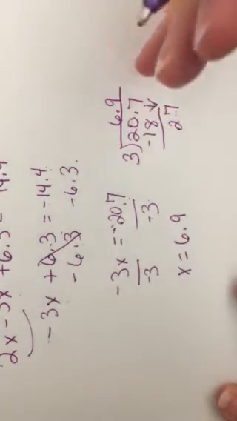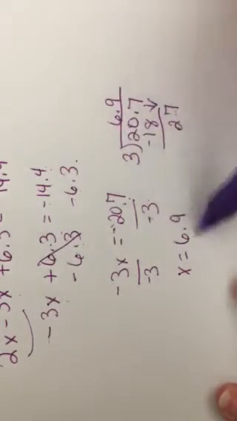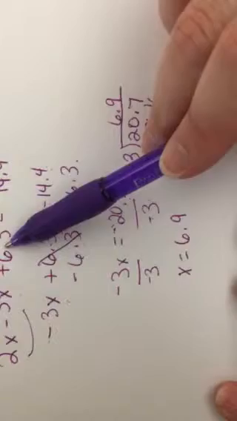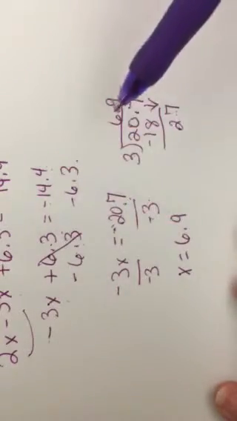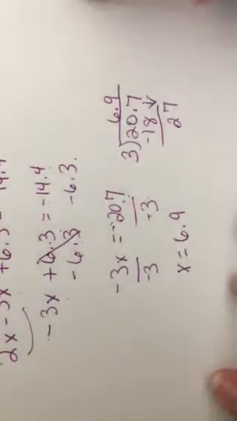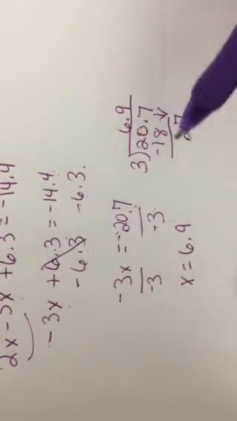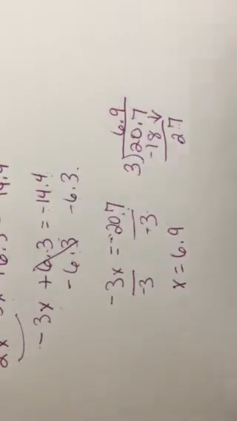Again, you can go back and check your work by substituting the 6.9 into your equation up here for x. And as long as both sides balance out, you're going to be fine. So you're going to do several problems like this just to practice solving equations. You're going to get some decimal answers, some fraction answers, and that sort of thing. So just keep working at that and check your solutions as you go.